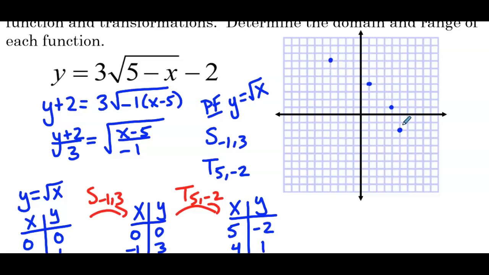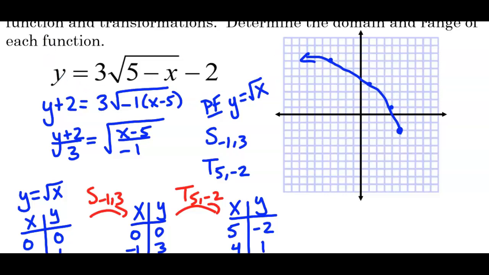Okay, so we can connect our points. Let's see if I can make that a little smoother. That's a little better. Okay. Now, this was 0, 0. And then scaled and then translated. We don't put an arrow there. Okay, arrow only goes on one side of the square root function. Okay, so there we have our graph.